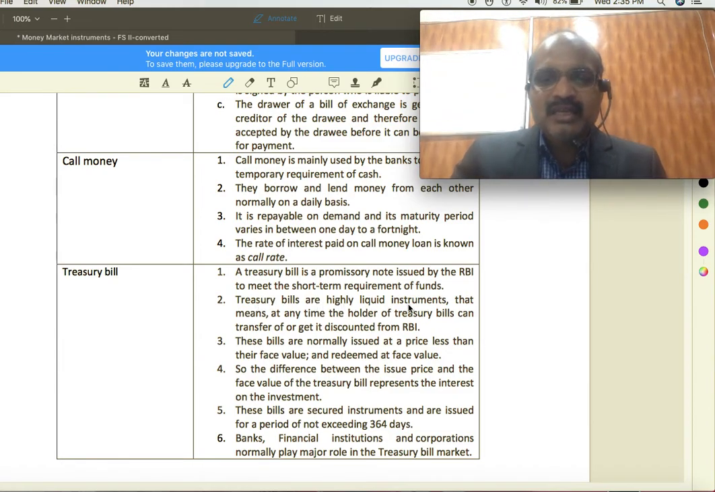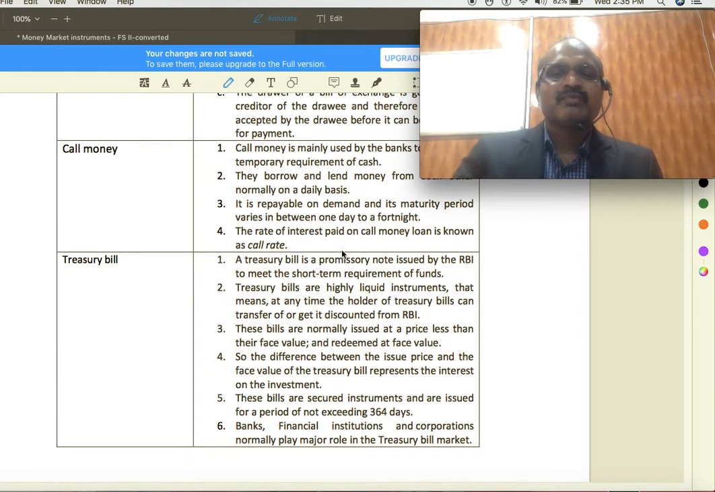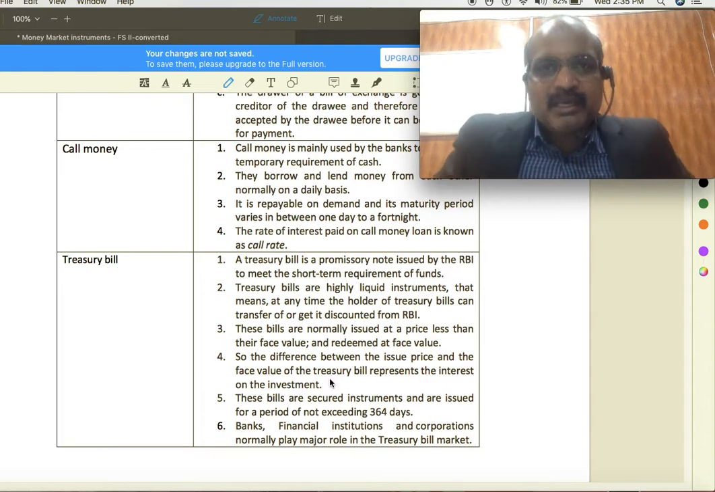So these are highly liquid instruments, in the sense that suppose you kept money in the form of treasury bills, at any point of time you can sell them in the market and take money, no issues. These bills are normally issued at a price less than the face value and redeemed at the face value. Suppose the face value is 10,000, it is issued at 9,000, but when I repay, I will give you 10,000, which means 1,000 rupees is the profit. Clear? I repeat once again.